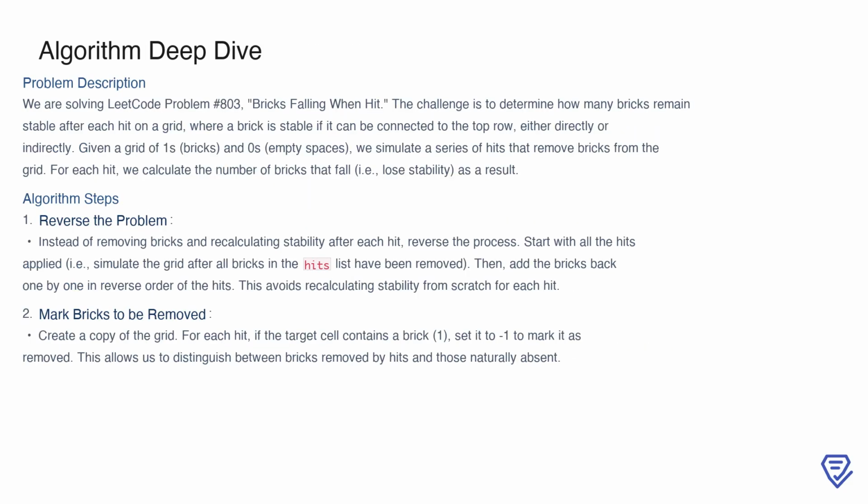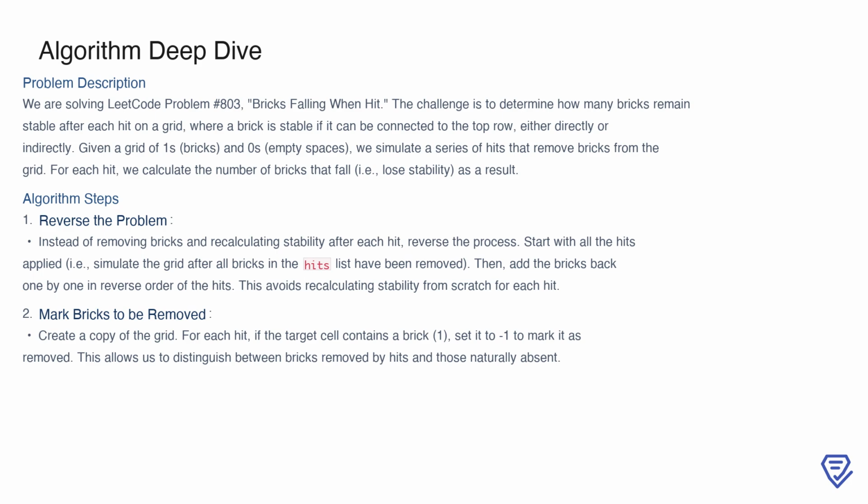The problem we're tackling is LeetCode problem number 803, Bricks Falling When Hit. Here, our goal is to determine how many bricks remain stable after each hit on a grid. A brick is considered stable if it is connected directly or indirectly to the top row of the grid. We are given a grid composed of ones, representing bricks, and zeros, representing empty spaces.